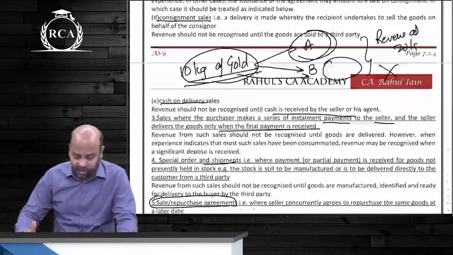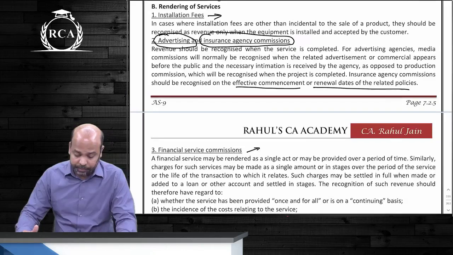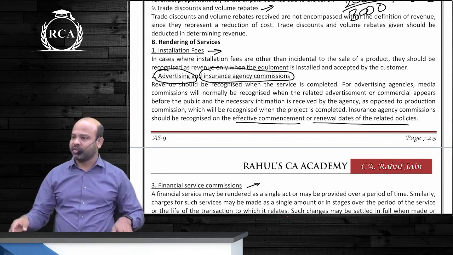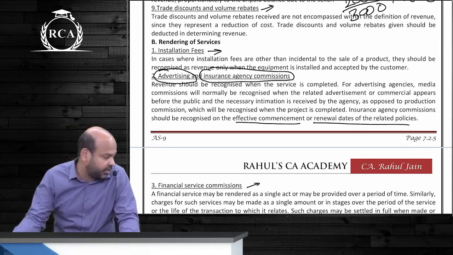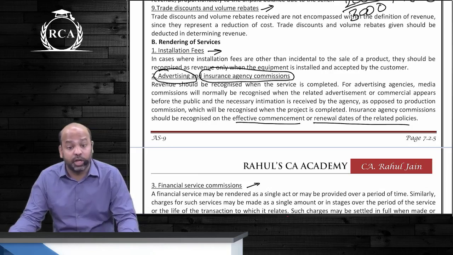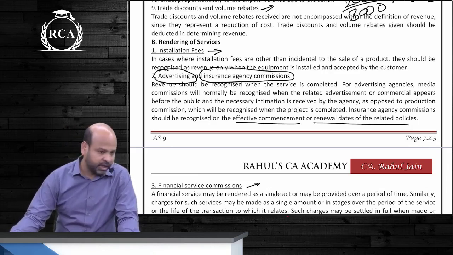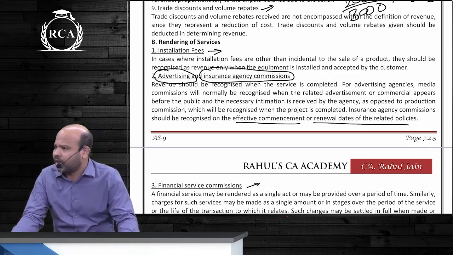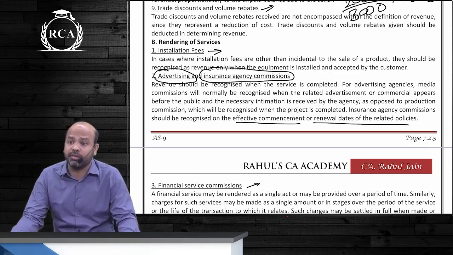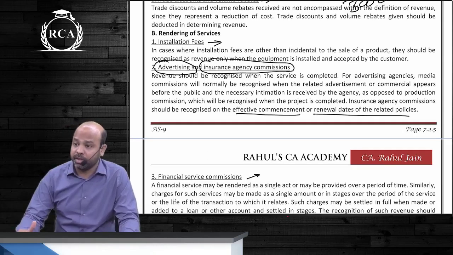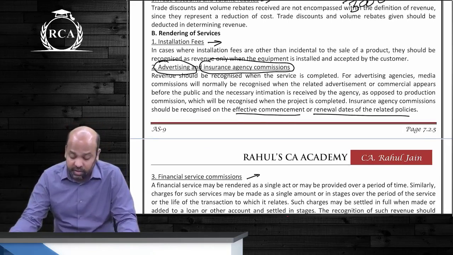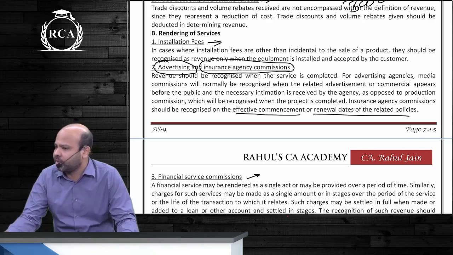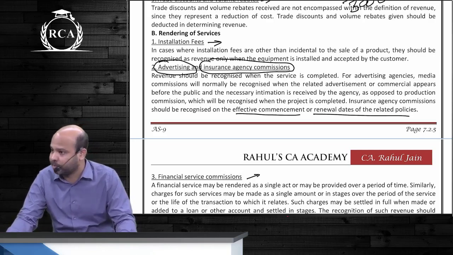The special cases that we did under rendering of services were, in case of installation fees, I said obviously you will be able to book revenue only when the installation is completed. As far as advertising income is concerned, it should be booked as revenue as and when the advertisement is brought before the public. As and when it is broadcasted, you will have to book revenue. If that advertisement income is for multiple publications, even then you have to do it on a proportionate basis. As far as insurance agency commissions are concerned, it will be from the effective date of policy commencement. It is only then that the service is considered as completed.